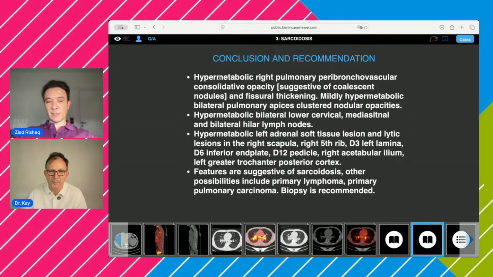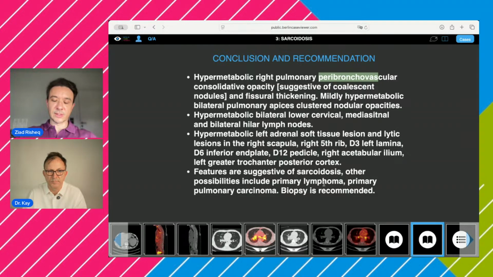The reason for referral was the right pulmonary mass, so it's a hypermetabolic consolidative opacity. And we have the lymph nodes that we talked about. I always add 3 differential diagnoses in my conclusion. I don't do more than 3 differential diagnoses.